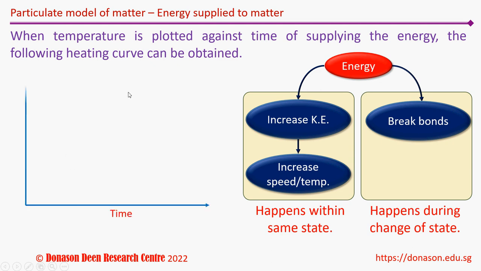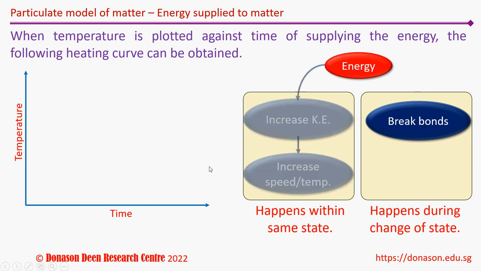So what would be a heating curve? Of course, we're going to plot the temperature on the vertical axis against the time of heating. So let's say we use a constant power heater, and of course the longer the time, there is more energy being supplied. Okay, so let's see what happens.